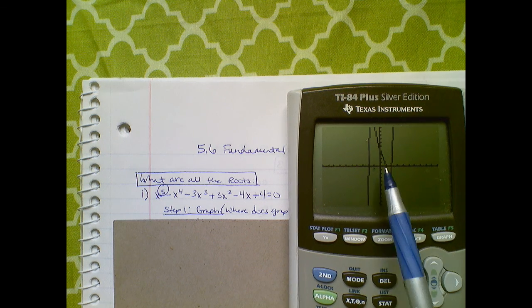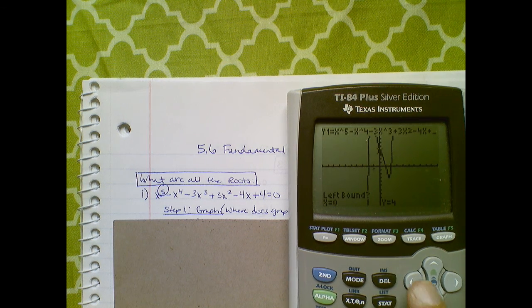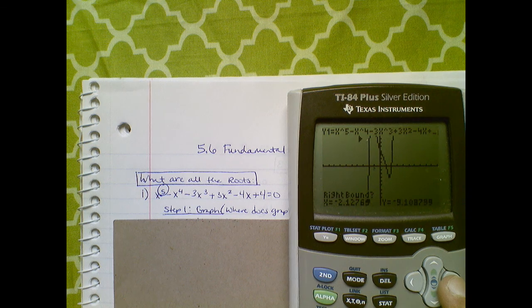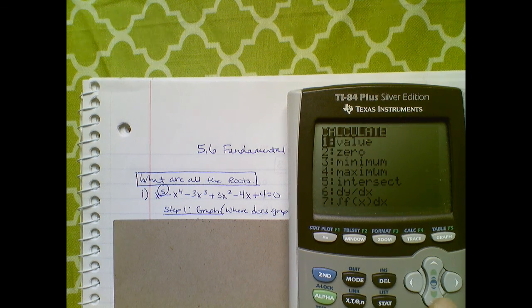So if you're having a hard time seeing what it is, just go to second, trace, go to 0, and then you could go to the left of this one, go to the right of it, enter, enter, and it's -2, 0. Then you would have to do that for each of them.